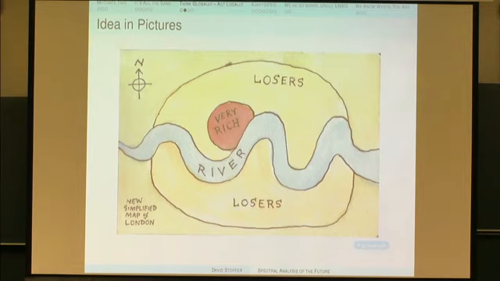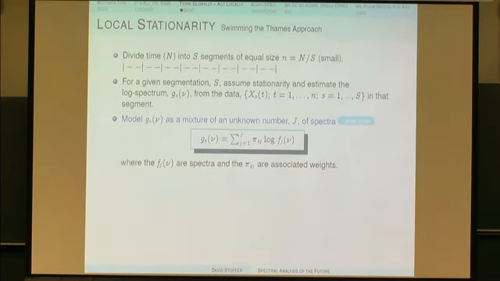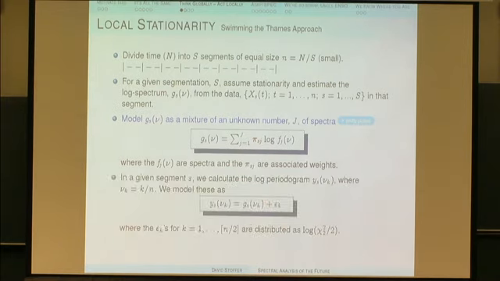Okay, so that's what we meant by locally stationary. So basically, how you happen to divide it is how things are stationary. Okay, so then you do what you did before for the stationary case.